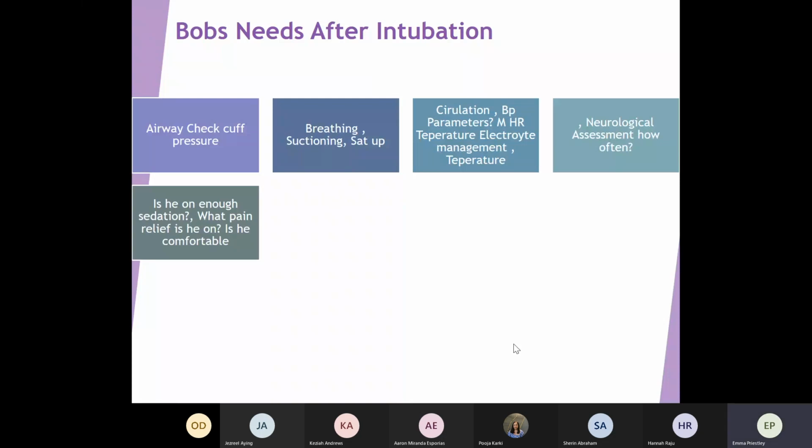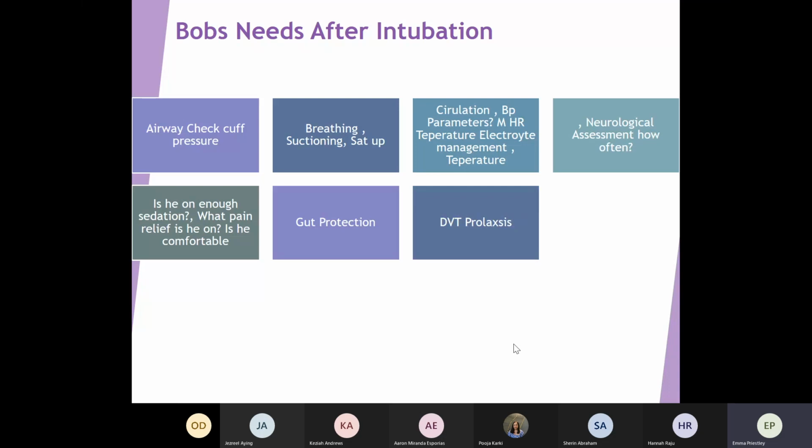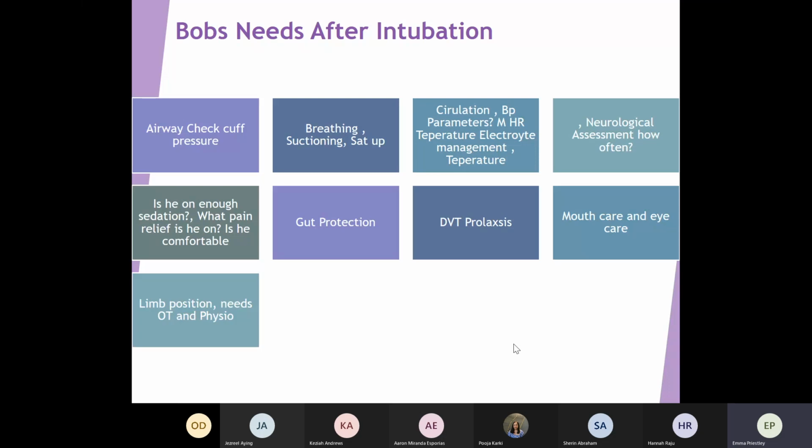Is he on enough sedation? Is he showing signs of pain? Is he tachycardic because he's distressed and he can't tell me what's going on? Gut prophylaxis we had in the room, DVT prophylaxis, I'm sure someone said that, mouth care and eye care. Mouth care is one of the really important things, because imagine how you would feel if people didn't clean your teeth for ages. But secondly, the chest infections caused by poor mouth care, there's been a lot of research into that.